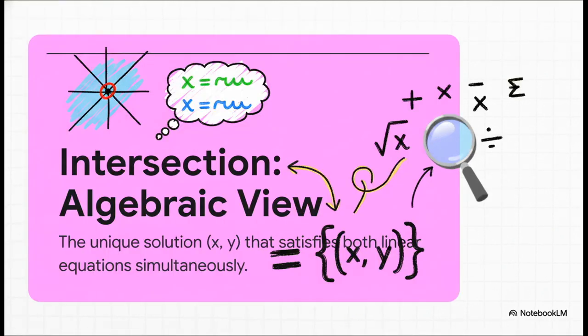Now, algebraically, this is where the magic happens. That single point on the graph is the one and only (x, y) pair that makes both of their equations true at the exact same time. And that is the big idea. Finding where lines cross is exactly the same thing as solving a system of simultaneous equations.